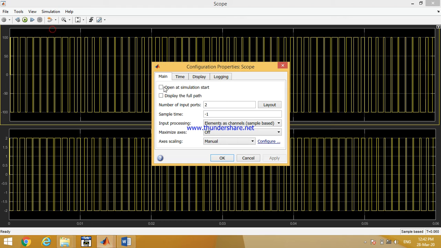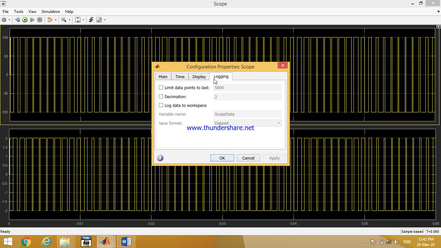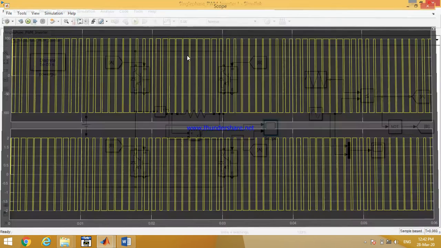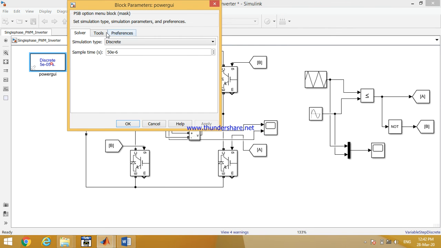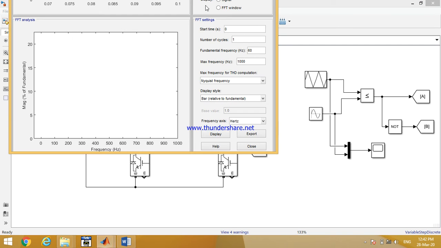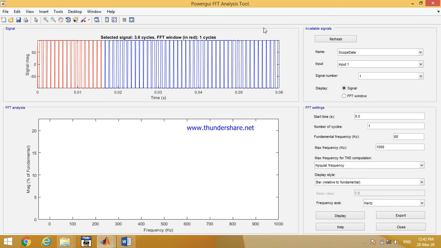Now to view the total harmonic distortion of the output voltage waveform, first of all we'll load all the data to the workspace, and again we run the simulation. Now we are going to the FFT analysis to view the harmonic components. Right, see here, this is our output voltage waveform. You can select input number 2, which is the current waveform. Scope data is the name of our scope, right? And this is signal number 1. Our start time is 0, right? Number of cycles means for how many cycles you want to measure your total harmonic distortion.